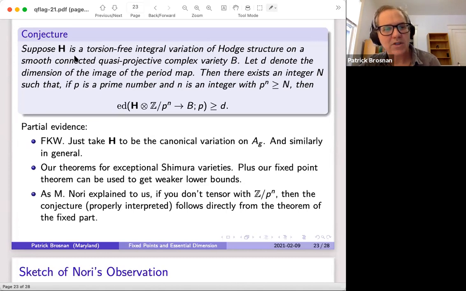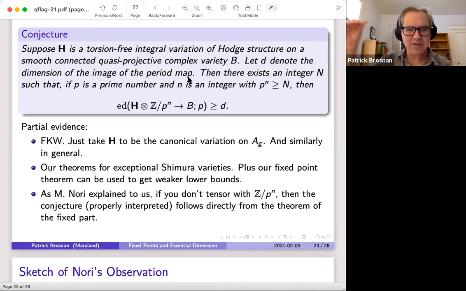So suppose H is a torsion-free integral variation of Hodge structure on a smooth connected quasi-projective complex variety B, and let D be the image of the period map. The period map just maps to the moduli of Hodge structures.